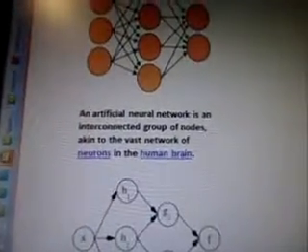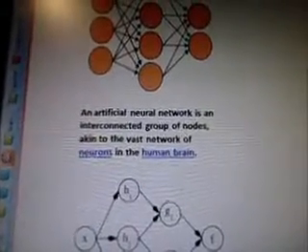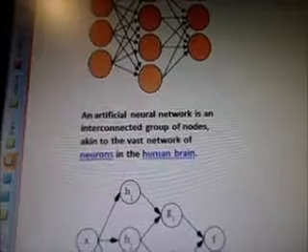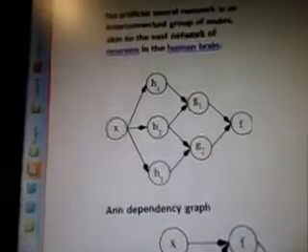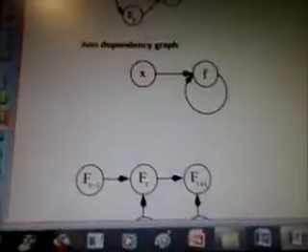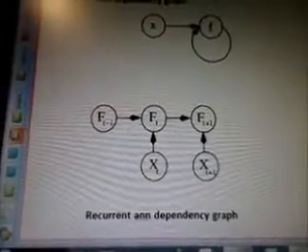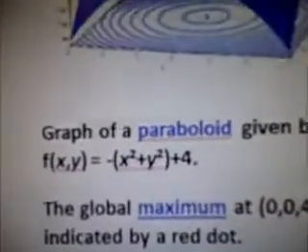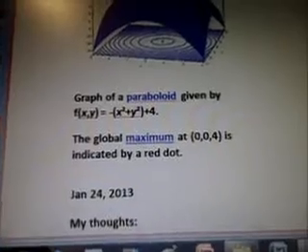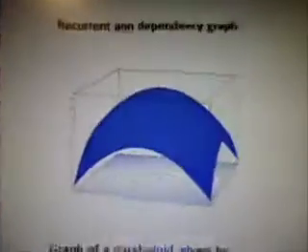So an artificial neural network is an interconnected group of nodes akin to the vast network of neurons in the human brain. And here's an and dependency graph. So it looks like there's a recurrent and dependency graph. And there's a graph of a paraboloid given by f(x,y) equals, there's a math equation now. The global maximum at (0, 0, 4) is indicated by a red dot.